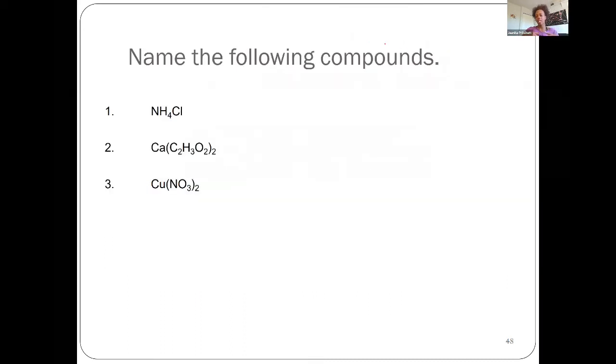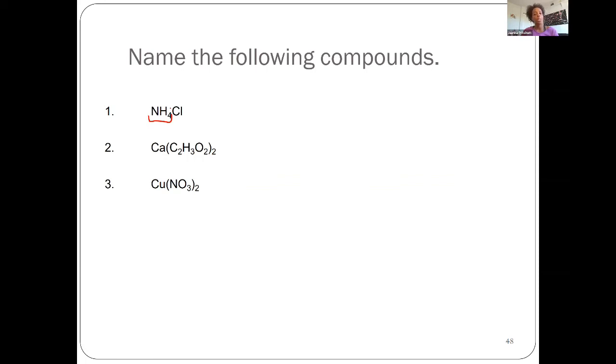Okay, so let's put all that together and try naming some compounds with polyatomic ions. So here we have NH4Cl. Now, if you remember early on, I told you that with ionic compounds, 99.9% of the time, you're going to have a metal present. Well, this is actually an example where no metal is present, but you still have an ionic compound. What we have here is NH4, which is a cation, ammonium, one of our polyatomic ions, and then the chlorine ion. So despite no metal being present, we're still going to treat this as an ionic compound.